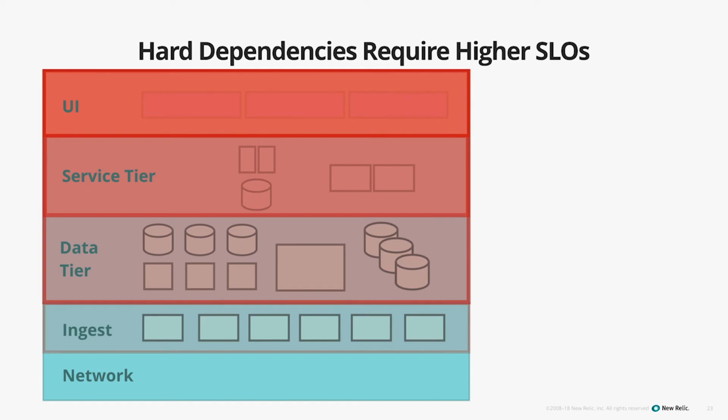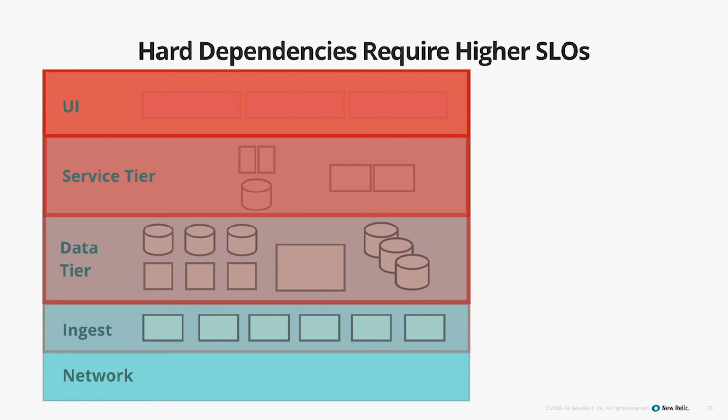So before we move on, let's pause for a minute and dig into that topic. How different types of dependencies impact the overall behavior of a system. As we can see here, our platform is made up of several different tiers of dependencies. So the network is at the bottom of our dependency tree. Everything needs the network to run.